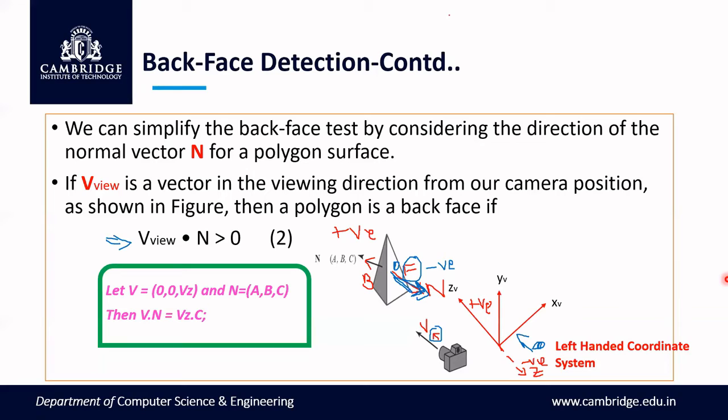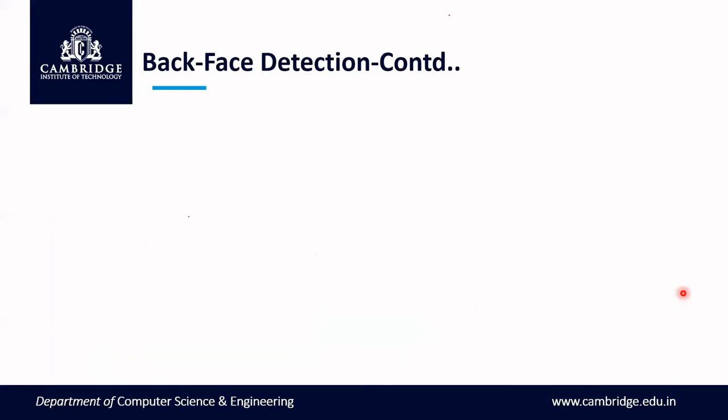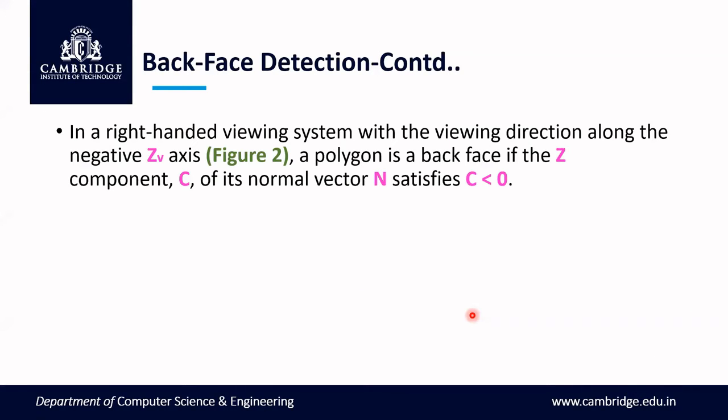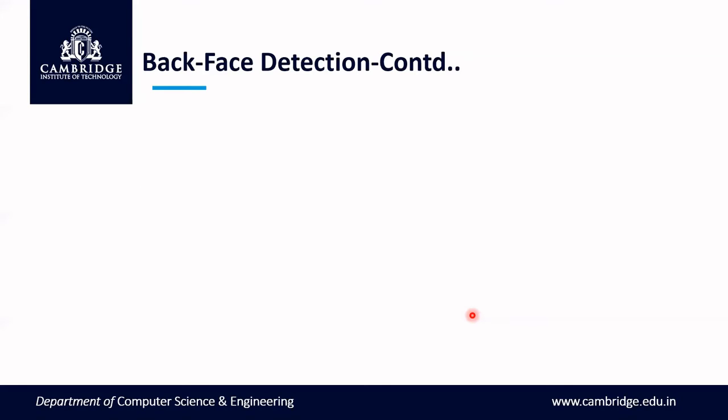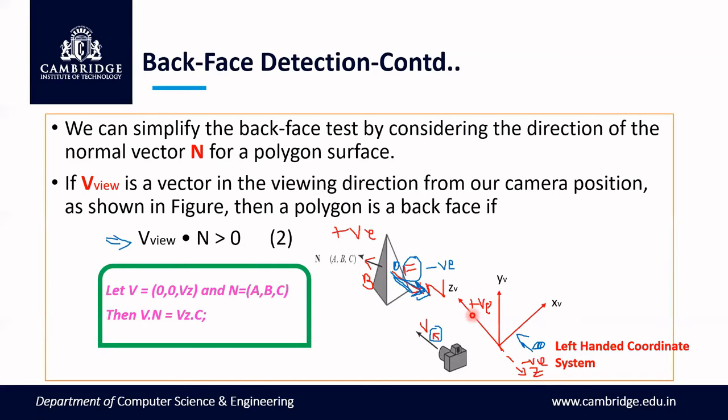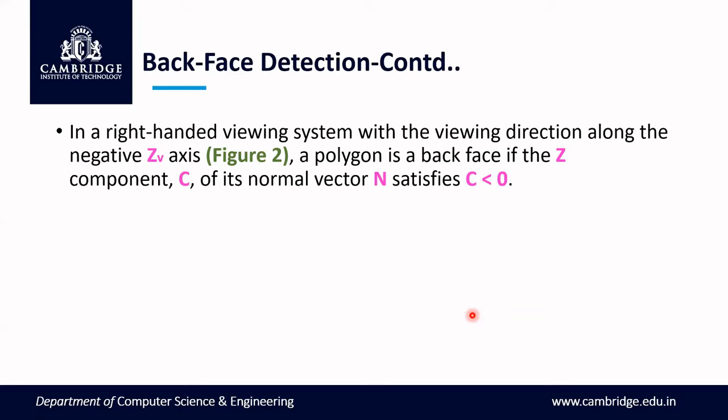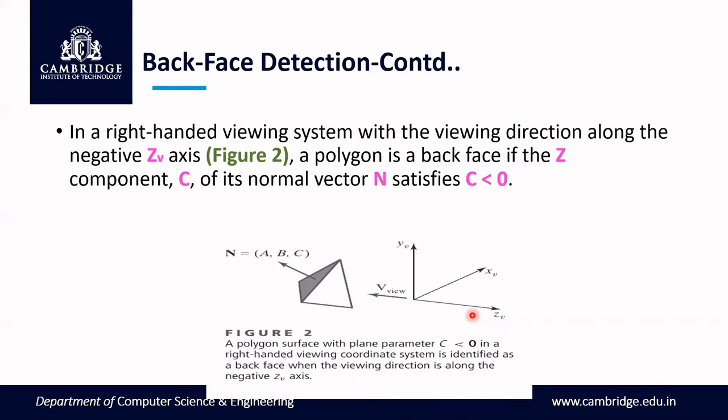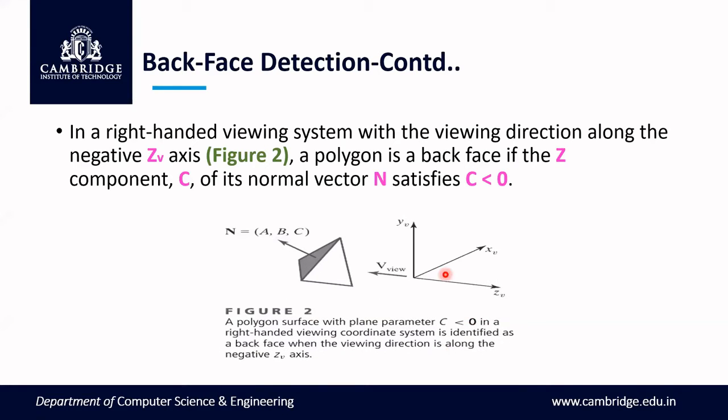Now we still have one more scenario here. So now we are considering a right-handed viewing system. In the previous slide, we considered a left-handed viewing system. Now we will see what happens with respect to the right-handed coordinate system. Check the diagram here. Now I've considered the right-handed one. See, my Z is on this side. Okay.